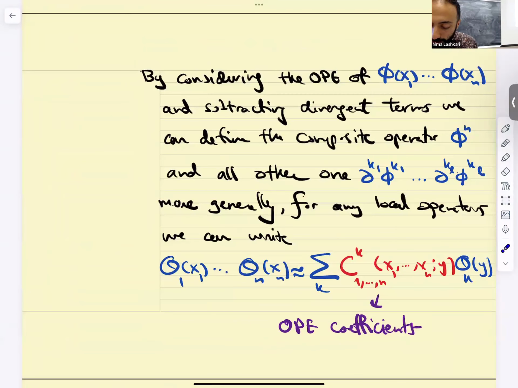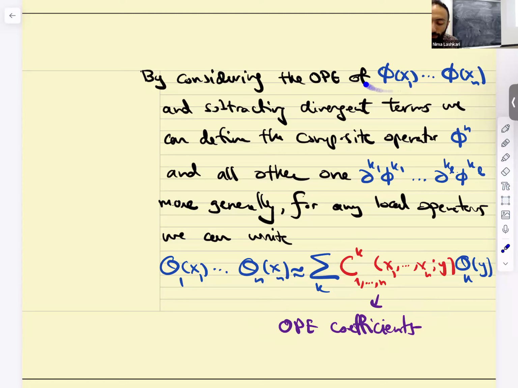Now let's consider φ(x1) to φ(xn), right? n operator insertions. I use the word operator, but you know it's an operator-valued distribution. This will have an OPE of this form: sum over k of all the local operators in the theory, of C_k, k from 1 to infinity, functions of x1 to xn, y, with this label k. These are called OPE coefficients.